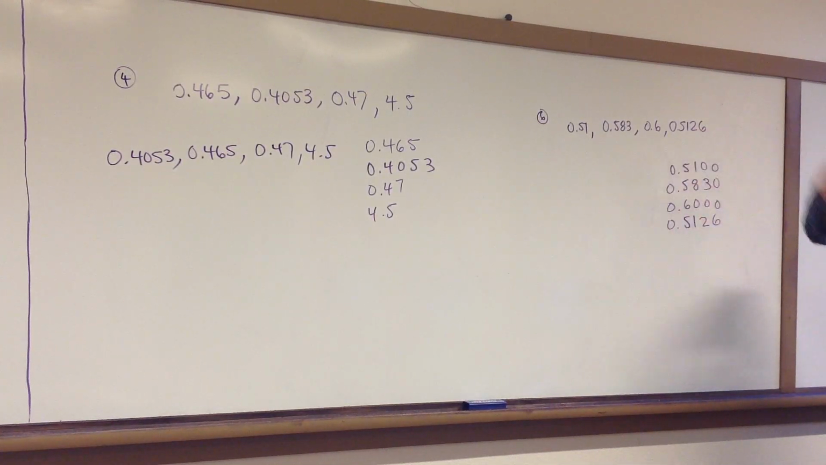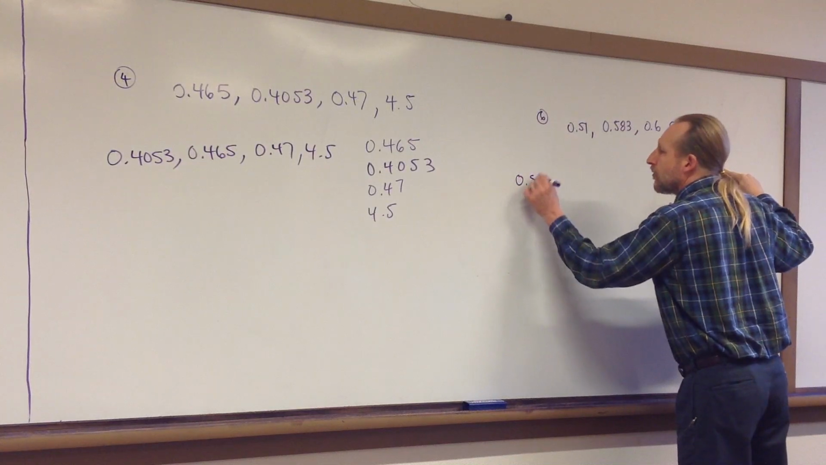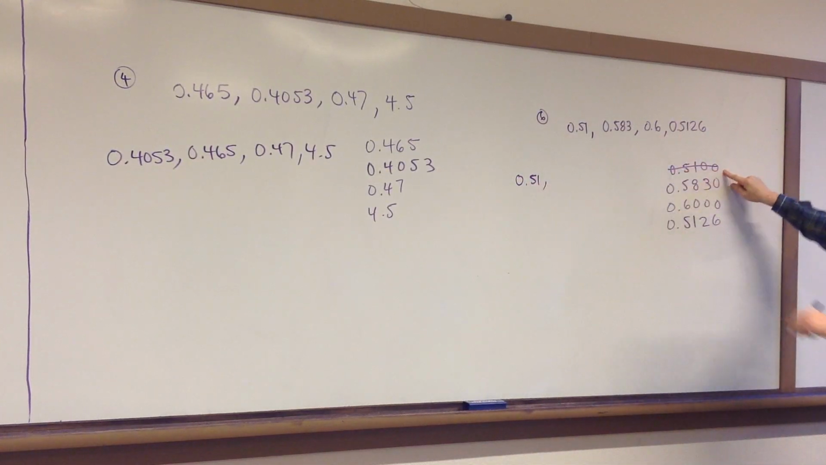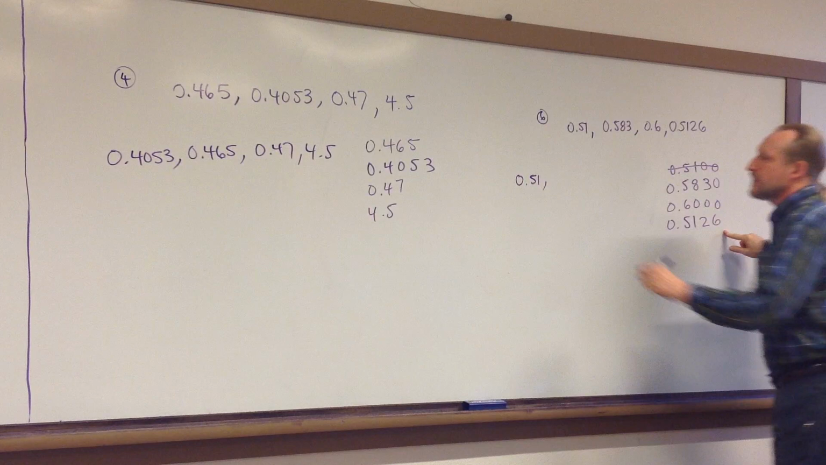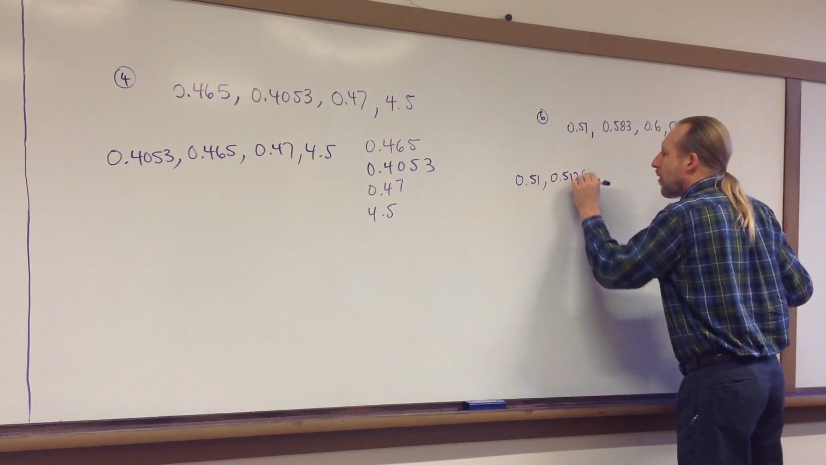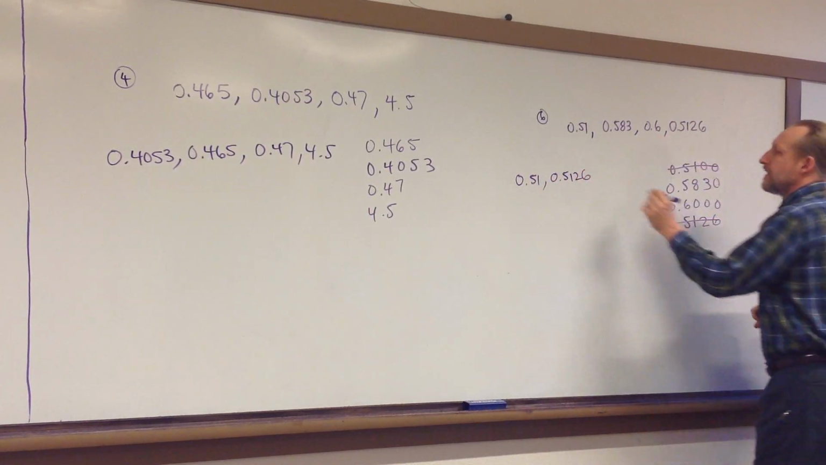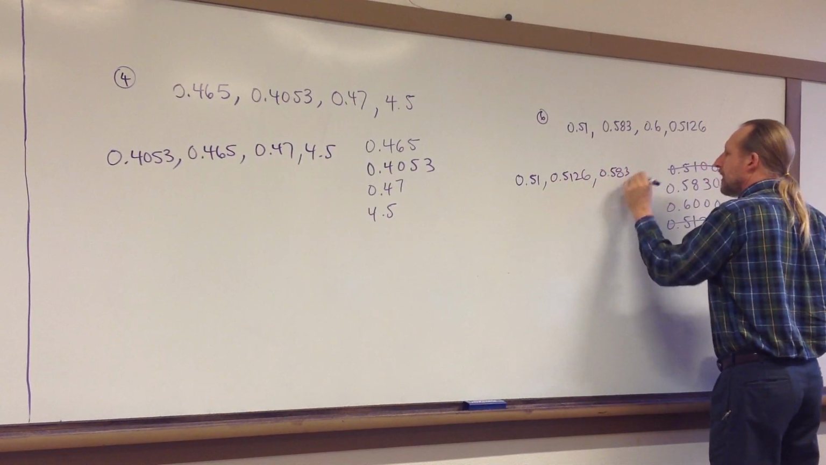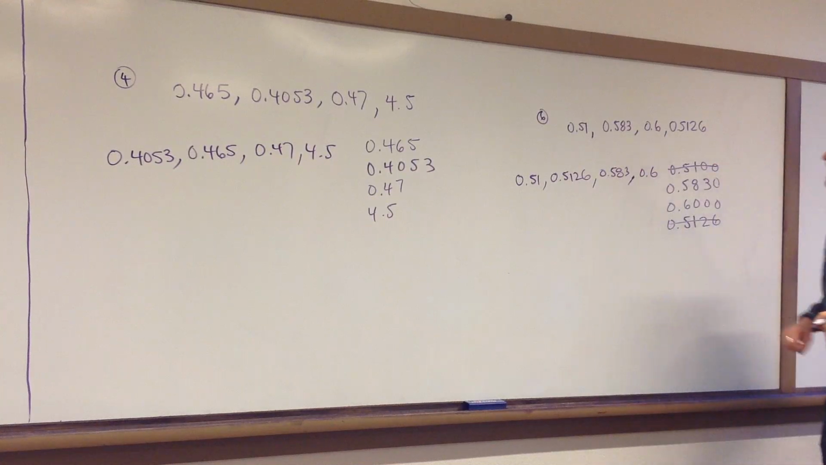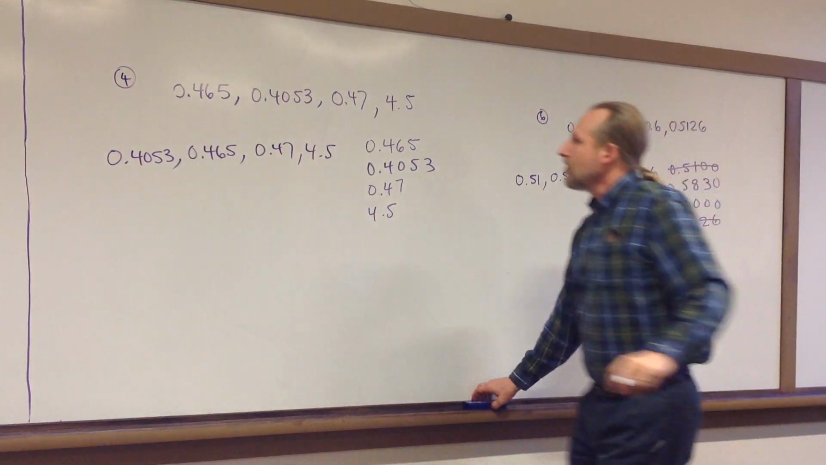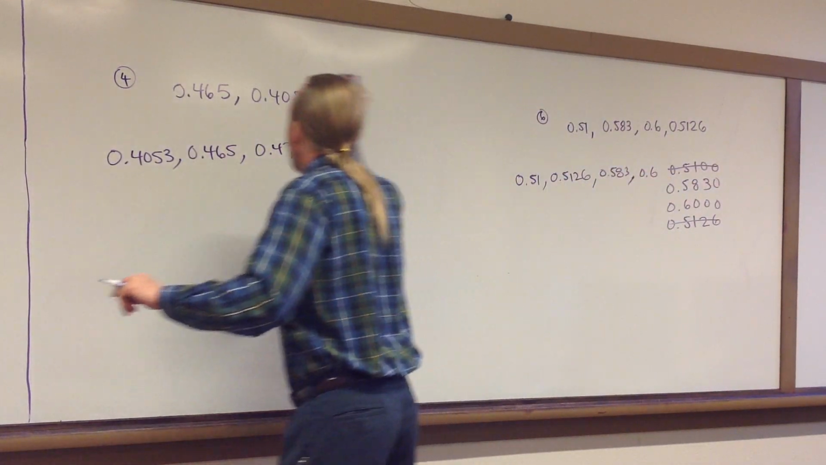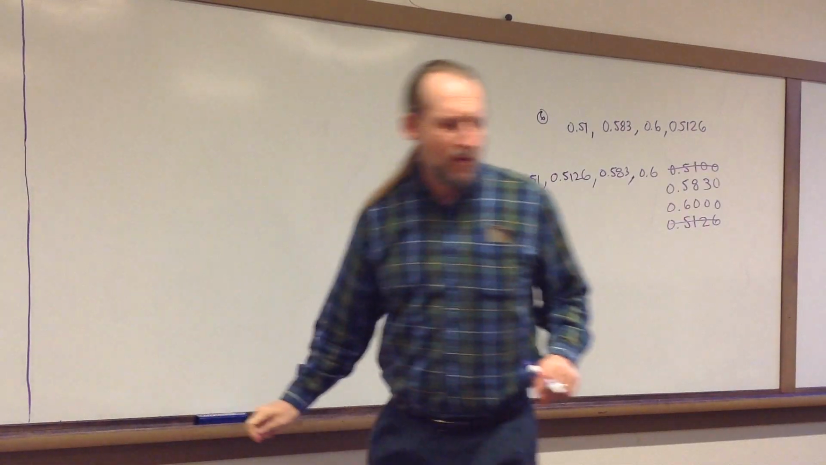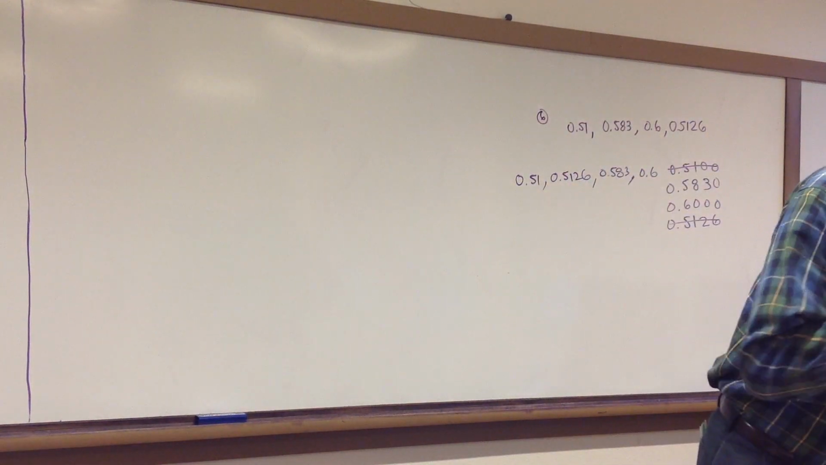Okay, they've all got zeros in the ones place. So let's see here, 5100, there's the smallest one, 0.51. Then 5126, and then the 5830, and then the 0.6 will be the biggest one. Okay. Let's see what else here.